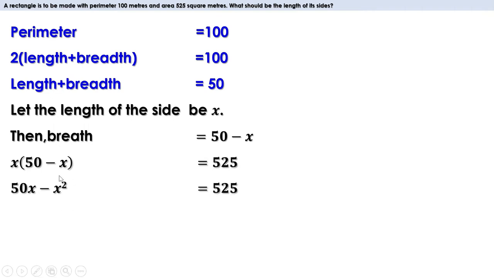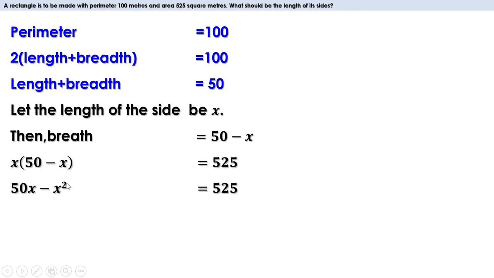Now look at the term containing x square. Its sign is negative. We have to make it positive because we have to make it a perfect square. In every perfect square, the term containing x square must be a perfect square and it should be positive. In order to make this positive, we have to multiply this term by minus 1. When we do that, we have to multiply each and every term by minus 1. Let us multiply each term by minus 1.